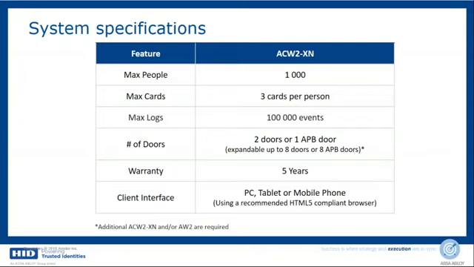Okay, the basic controller comes with the possibility to control 2 doors or 1 door with anti-passback, but it's expandable up to 8 doors or 8 doors with anti-passback. Okay, if we want to use 8 doors with anti-passback, we will need to use 16 readers connected to the AW2 module, and later we will be able to do all this setting through the web server.